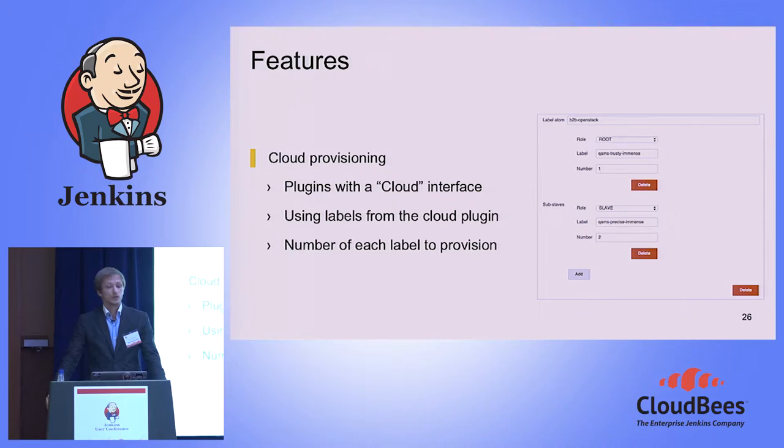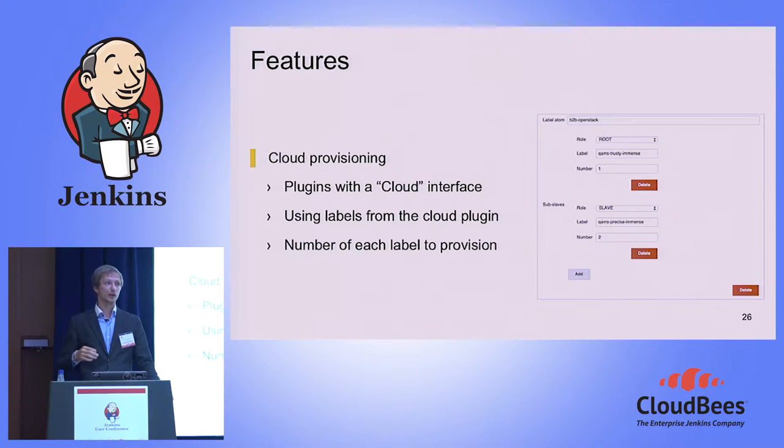Moreover, it allows you to use labels from the cloud plugin. Can you tell me how many people know how to, for example, configure the jCloud or Docker Cloud plugin? Not many. Okay, I'll tell a bit more. So when you use a cloud plugin in Jenkins, like jCloud, you do the following. You have inside OpenStack, jCloud creates... we use jCloud with OpenStack Cloud.